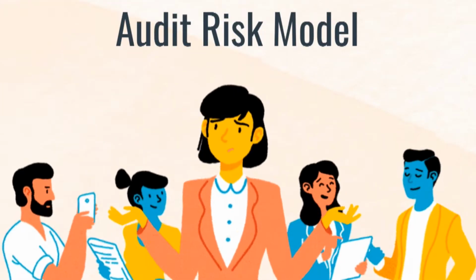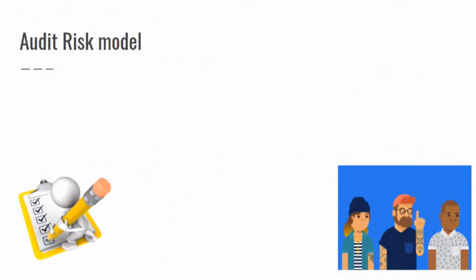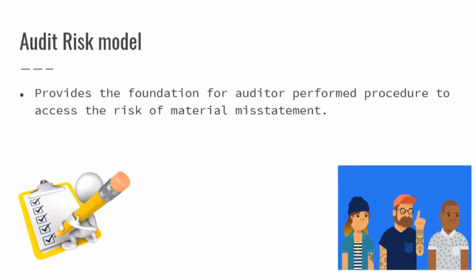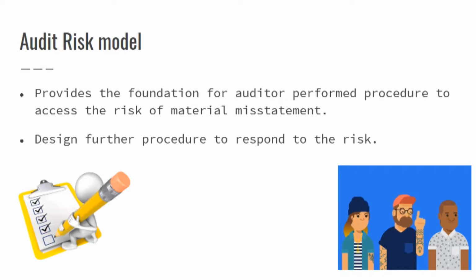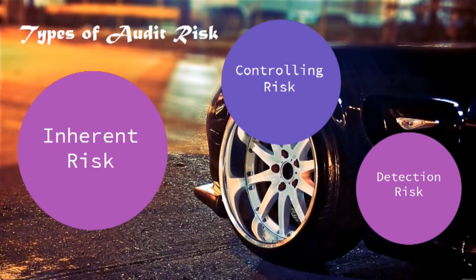Next, we proceed to the audit risk model. The audit risk model provides the foundation for auditor-performed procedures to assess the risk of material misstatement and design further procedures to respond to the risk. There are three components of the audit risk model, which are inherent risk, control risk, and detection risk.